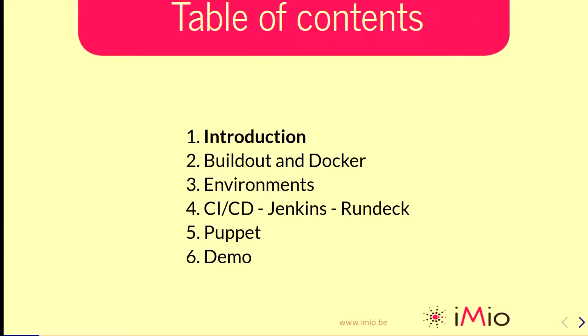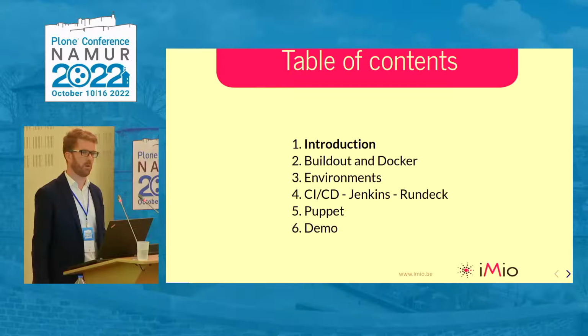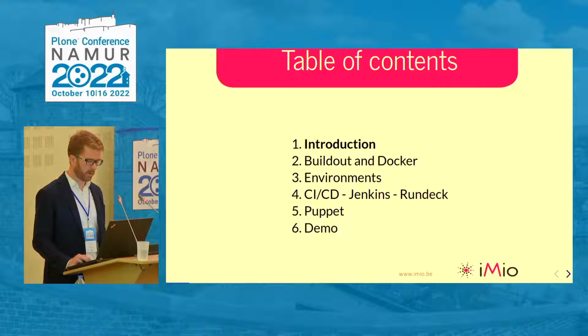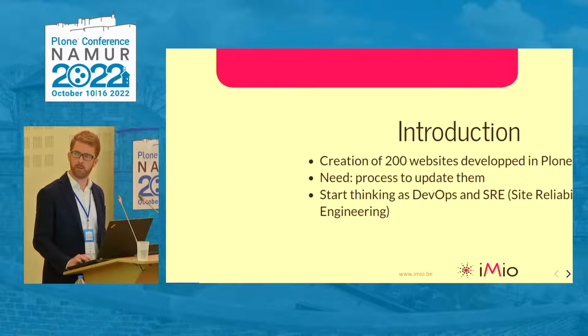I will start with a little introduction of our CI. After that I explain how we transform our build-outs to create a CI, and we use Docker for that too. We set some environments. After we create the CI/CD with Jenkins and Rundeck, and we use Puppet as automation code, infrastructure code. And we'll make a little demo of our CI.